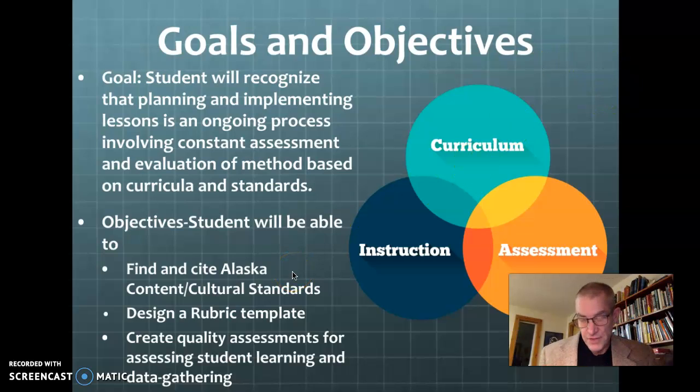So obviously, what I want you to be able to do is to find the Alaska Content and Cultural Standards. You're going to design a rubric for me based on an assessment that you've gotten more familiar with. Okay, so that's where we're at.